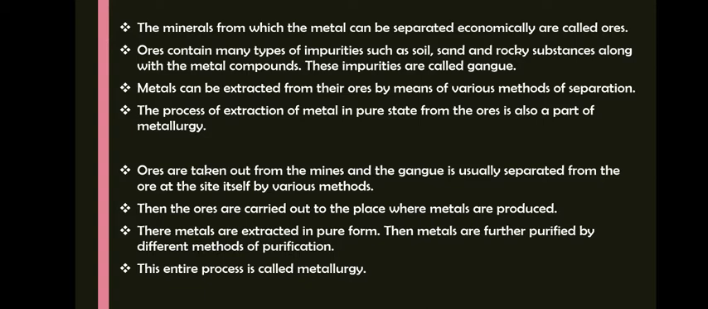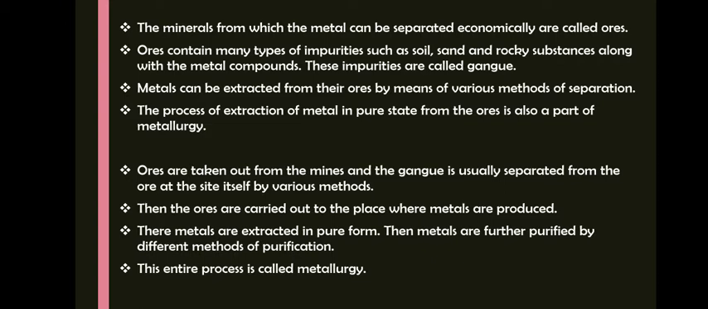These ores contain many types of impurities such as soil, sand and rocky substances along with the metal compounds. These impurities are called gangue, right? Metals can be extracted from their ores by means of various methods of separation, which we are going to see, what are the different methods of separation. The process of extraction of metal in pure state from the ores is also a part of metallurgy.